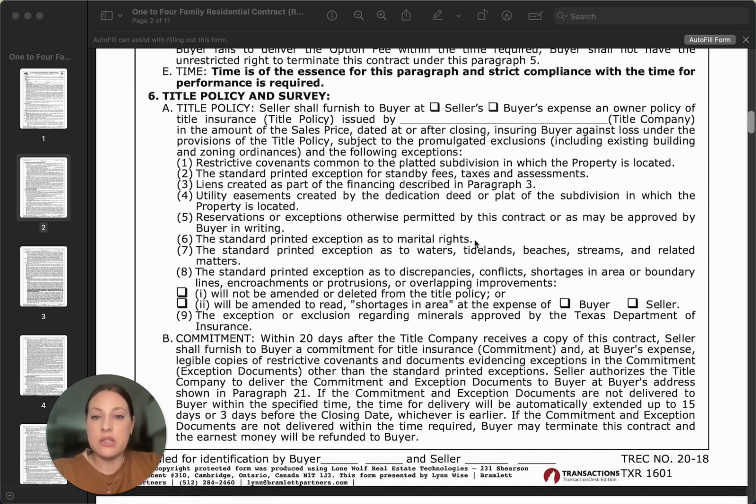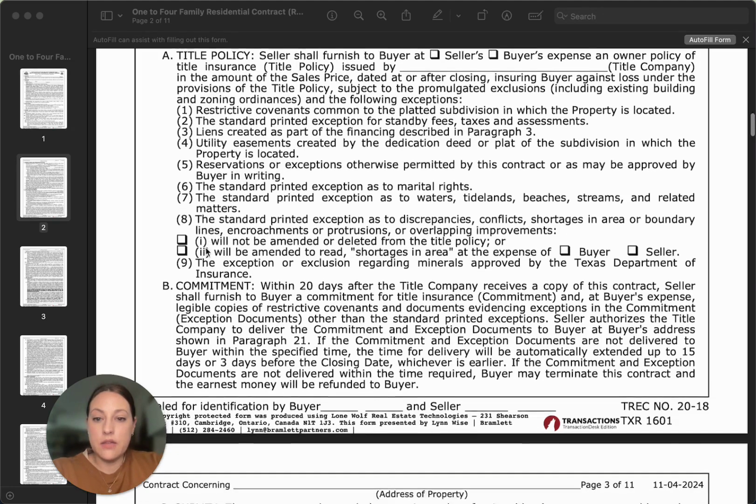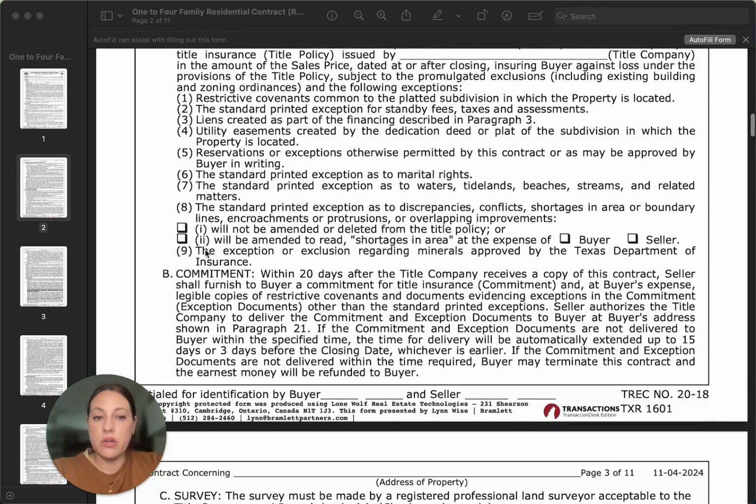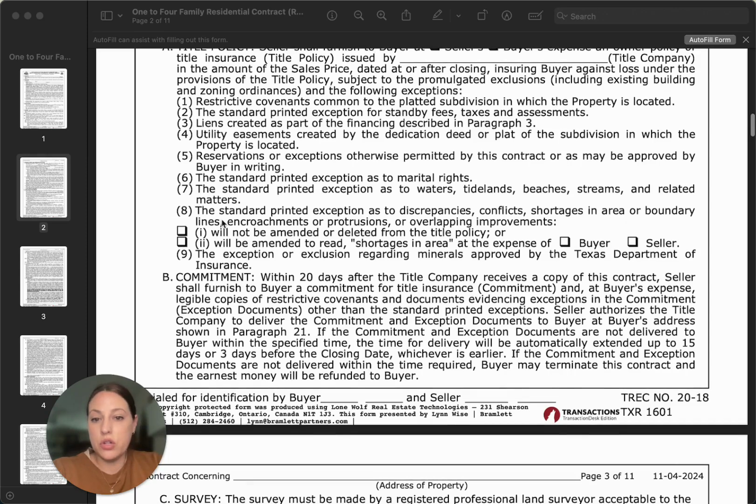All right, section 6, we've got the title policy. The title policy is an insurance policy that makes sure that your ownership of the property is protected. The seller or the buyer can pay for that insurance, and whoever pays for it usually chooses the title company. So that title company goes here. 6.8, this is if you choose to purchase an additional title endorsement, which I won't go into depth on here. The buyer or the seller could pay for those, and that would go here.